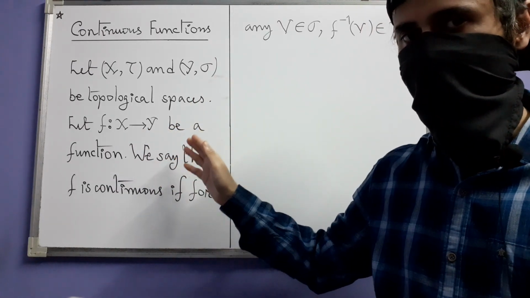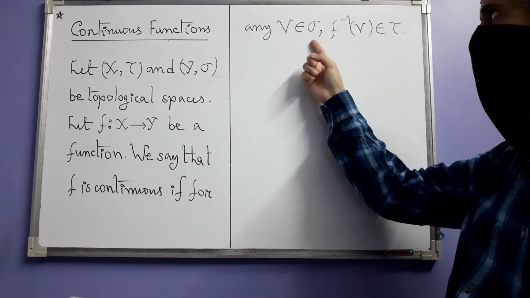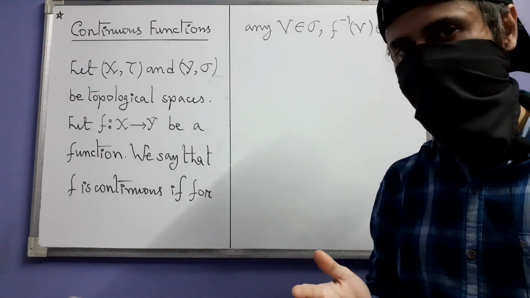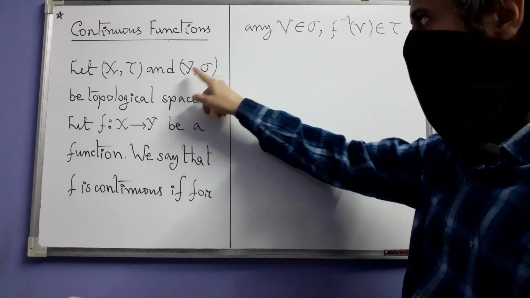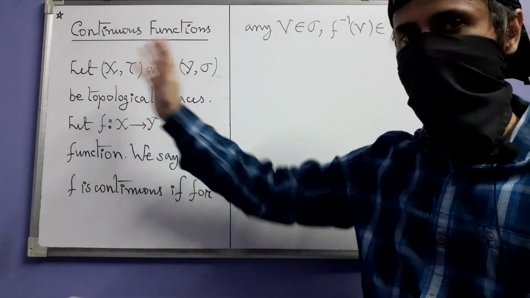We will say that f is continuous if for any V in sigma, the inverse image of V under f is in tau. Or in other words, for any open set V in the space Y, its inverse image under f is open in the space X.